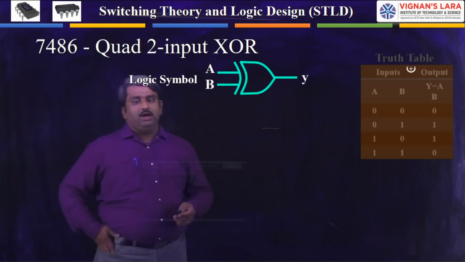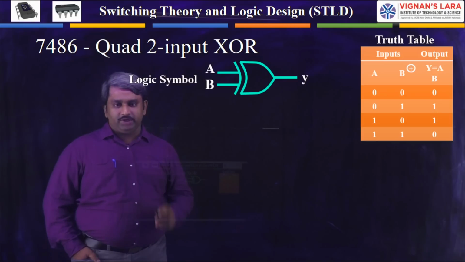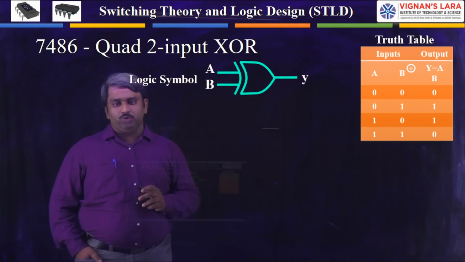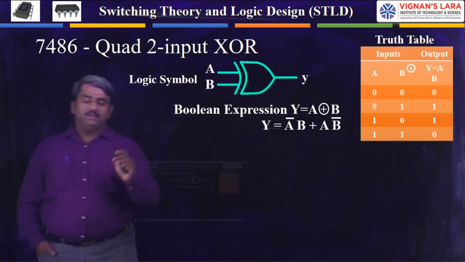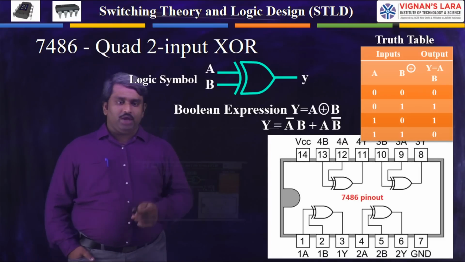7486. In this IC we have quad 2 input XOR gates. We have 2 input XOR gates in this IC, 4 gates in total.